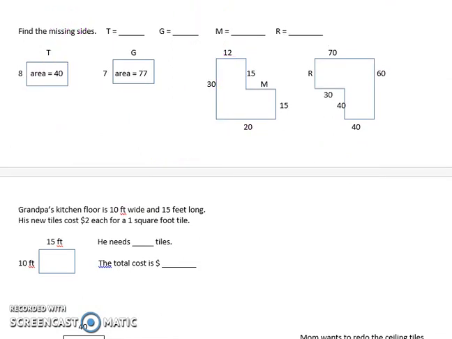So I want to find the missing sides T, G, M, and R. So this goes with this problem. Area equals width times length, so 40 equals 8 times T. That means T is going to be 5 because 5 times 8 is 40.